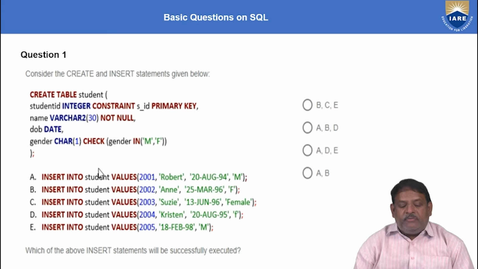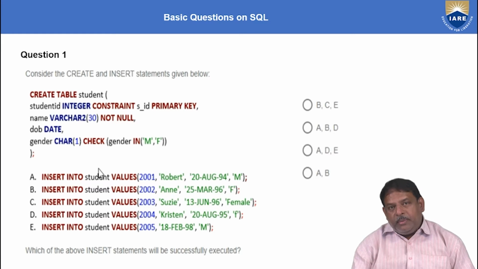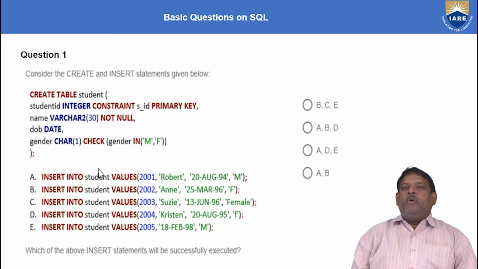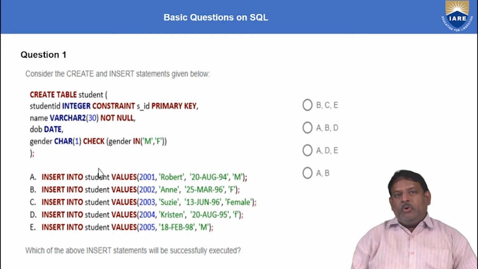He is going to insert 5 statements. So what is the insert syntax? Insert into table name. If you are passing all the values, you don't need to give the column names. In this case, I know that I have 4 columns: student ID, name, date of birth, and gender.